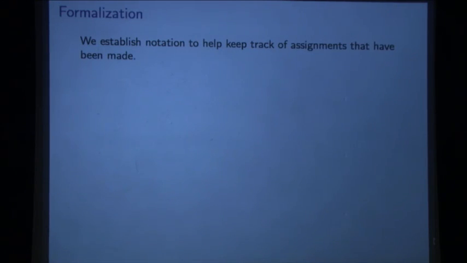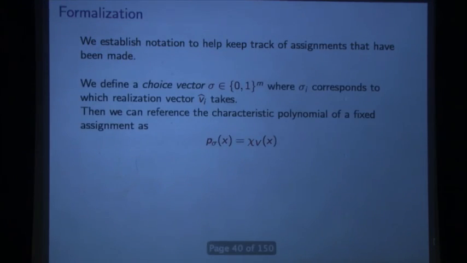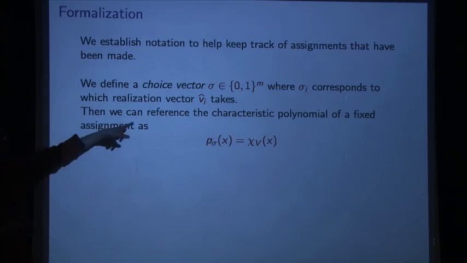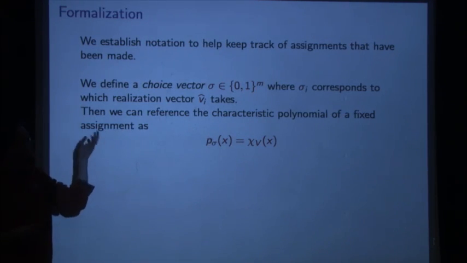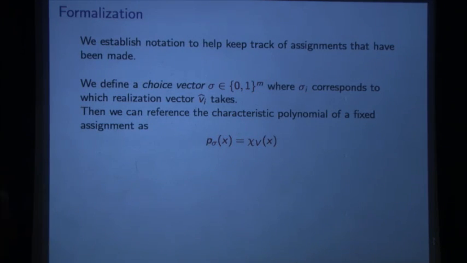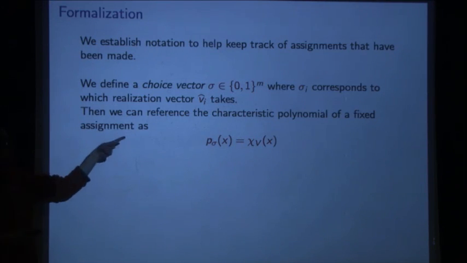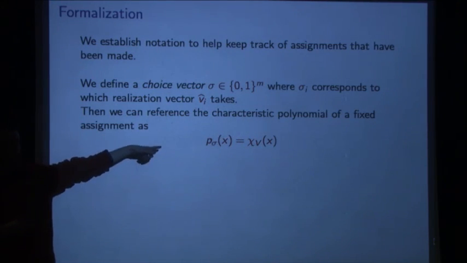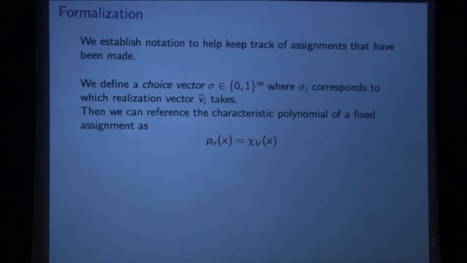Right now, I just need to establish some notation to help keep track of the assignments that I'm going to make as we go along. So I'm going to define what's called a choice vector, sigma, in {0,1}^m, where sigma_i corresponds to whether this random vector took the first choice or the second choice. And I can reference the characteristic polynomial of any fixed assignment using this way of notating it.